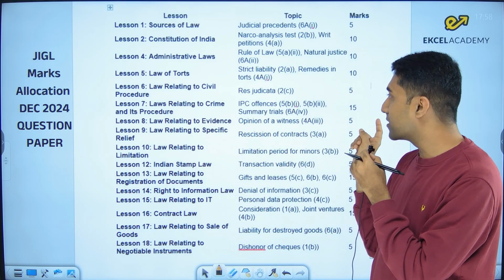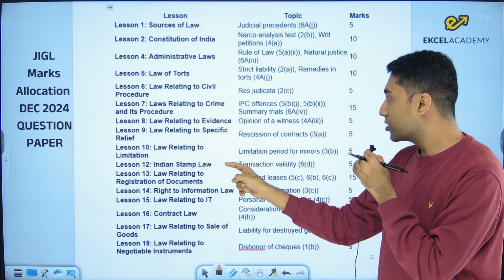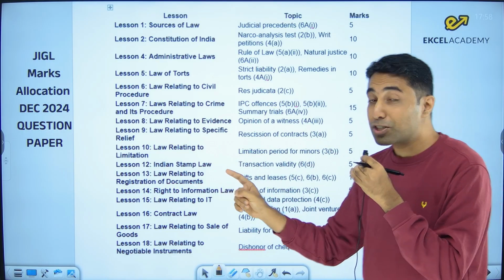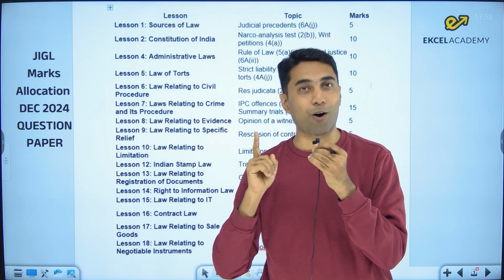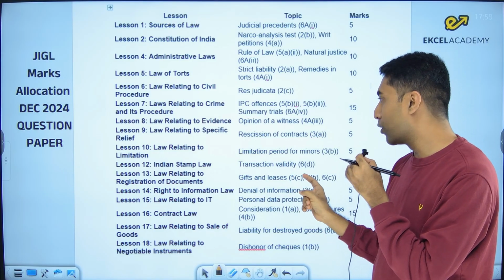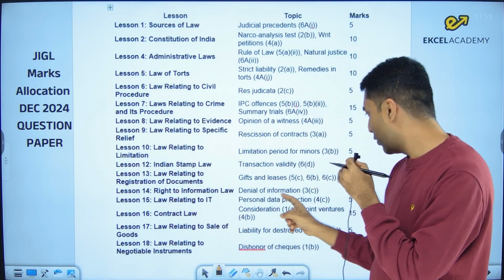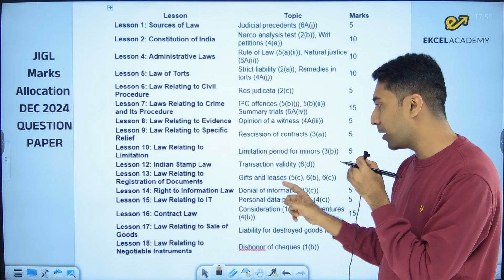Then look at evidence, 5 marks. Specific relief 5 marks. Limitation Act 5 marks. Stamp 5 marks. And registration of documents, everybody neglected it. I told you that you'll have a lot of marks. We have got 15 marks over here. Right to Information Act 5 marks. Then law relating to information technology again 5 marks.